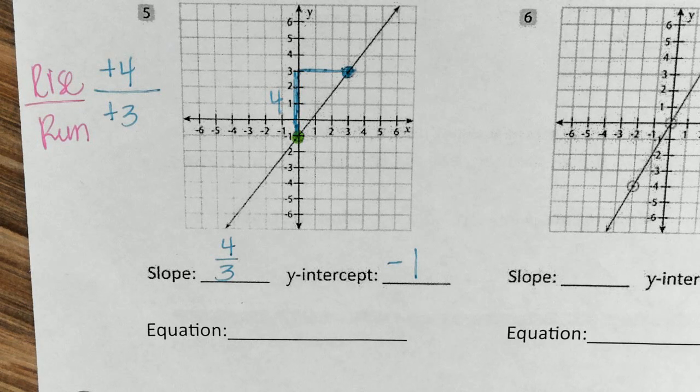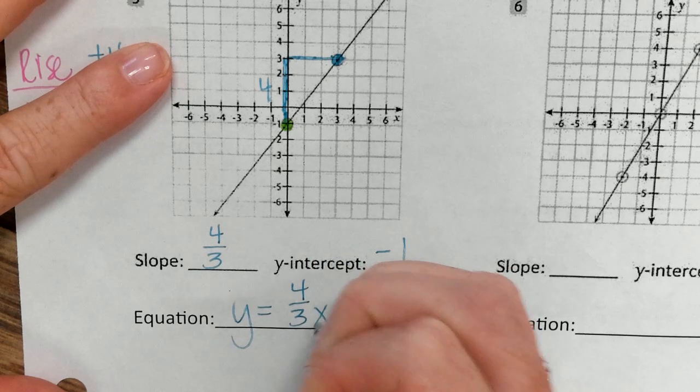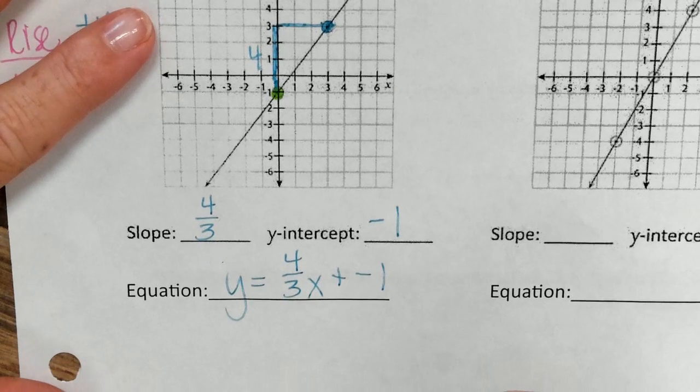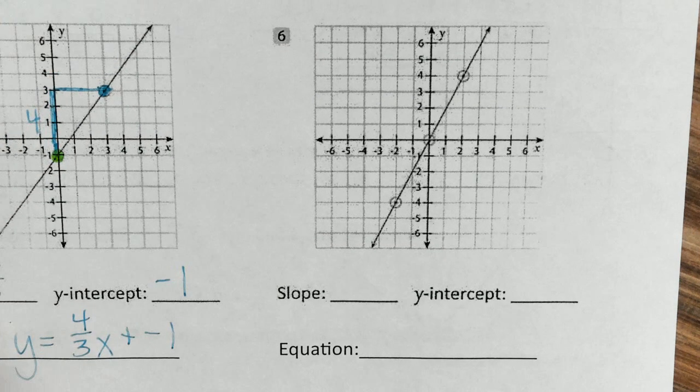Who can tell me why? In slope, the top number is the rise. The bottom number is the run. So if I had a mixed fraction, I wouldn't be able to see the rise and the run. Make sense? So I want to leave it as a rise and a run. What's my equation? Y equals 4 over 3x plus -1 or minus 1. -1. Okay, last one. Go try it on your own.